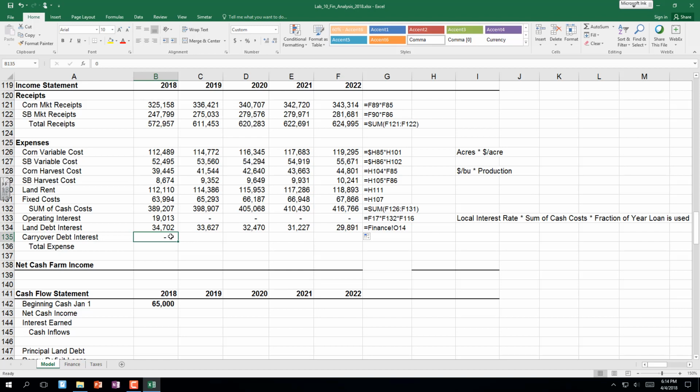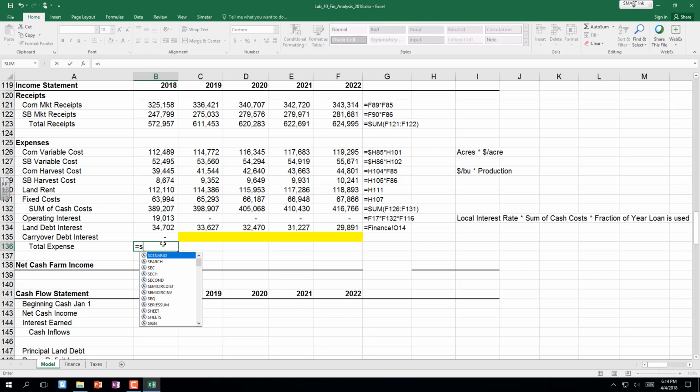Now, right now, we do not have any carryover debt. It didn't say at the very beginning up there that we had a carryover debt. We might have had one, but we didn't today. This row here, I want you to highlight it in yellow. That means we're going to come back and fill it in after a while. We don't know what to put in right now. So our total expense is equal to the sum of cash expenses plus interest and carryover debt interest.